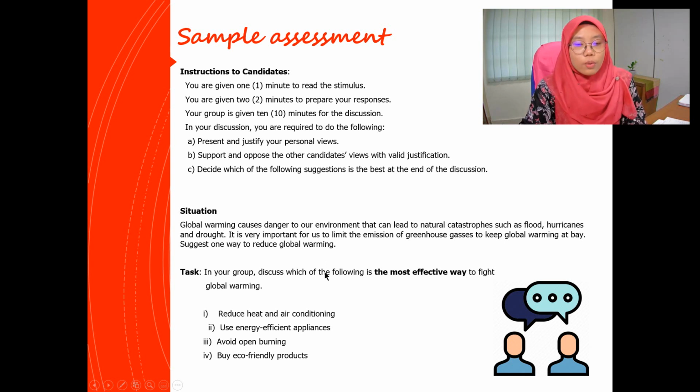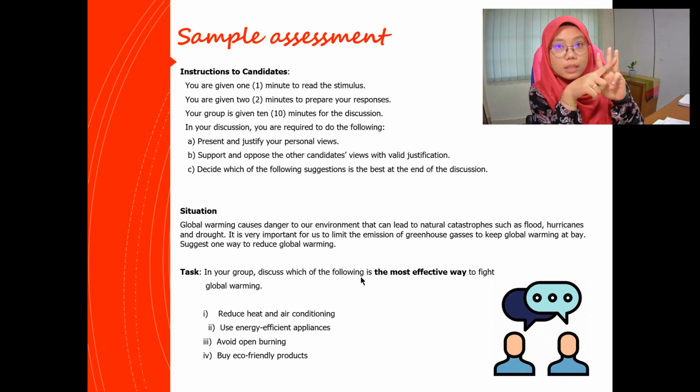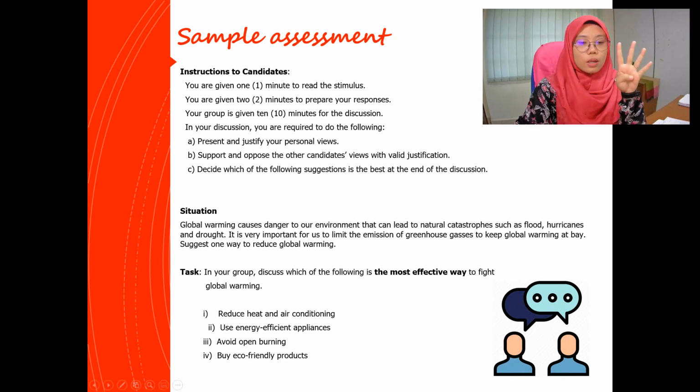Okay, so how are you going to do this? So in your group, you have to discuss which of the following is the most effective way to fight global warming. Okay, so there are 4 of you. Let's call person 1 candidate A, person 2 candidate B, person 3 candidate C, and person 4 candidate D. Okay, so the first point here, reduce heat and air conditioning, is for candidate A. So candidate A, you have to talk about this.